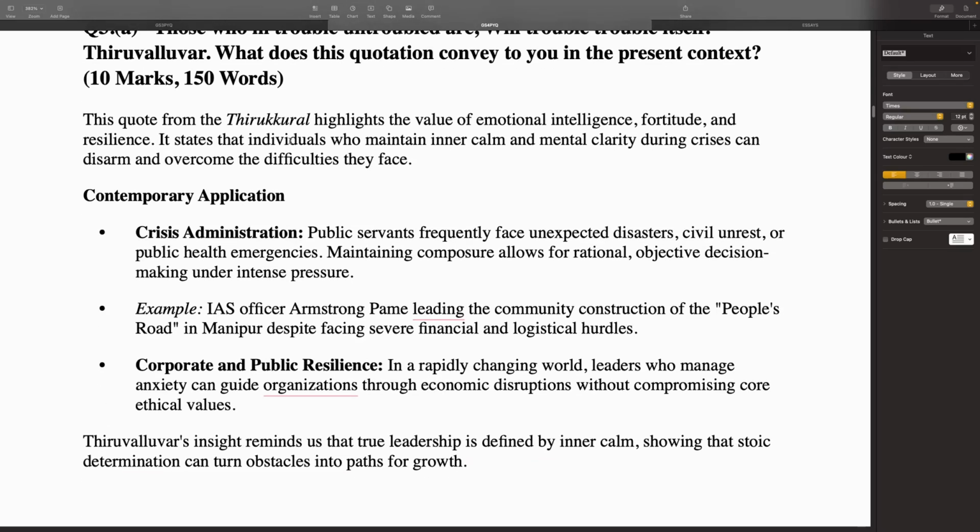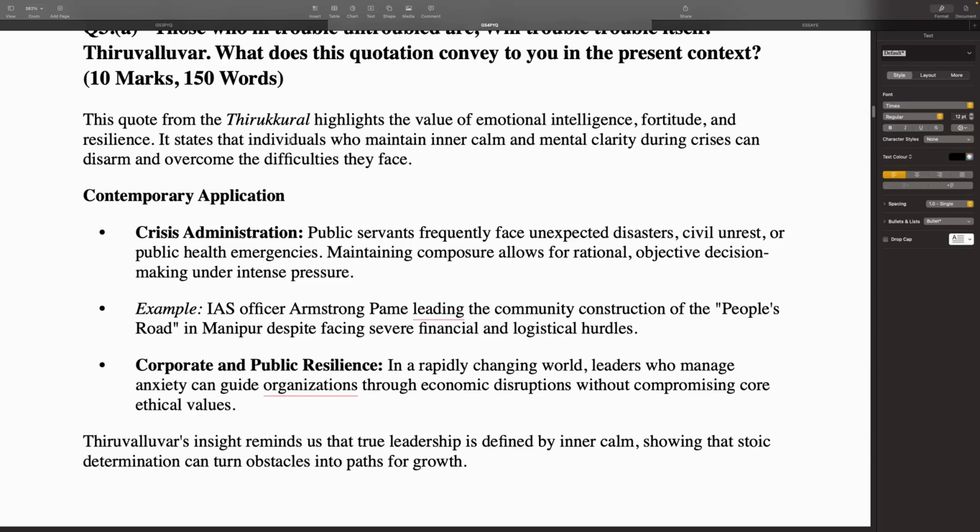This quote from Thirukkural highlights the value of emotional intelligence, fortitude, and resilience. It states that individuals who maintain inner calm and mental clarity during crisis can disarm and overcome the difficulties they face. Contemporary application, crisis administration. Public servants frequently face unexpected disasters, civil unrest, or public health emergencies. Maintaining composure allows for rational, objective decision making under intense pressure.